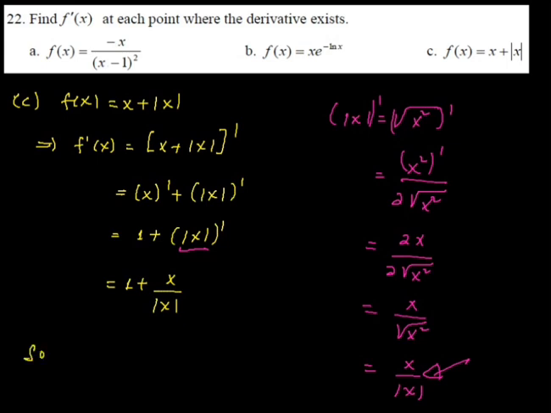So this is our f derivative. f derivative at x exists everywhere except at 0. We can't make x equal to 0 in f derivative. So this is the answer for the c part.